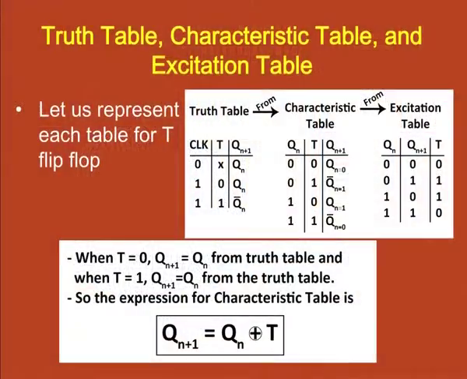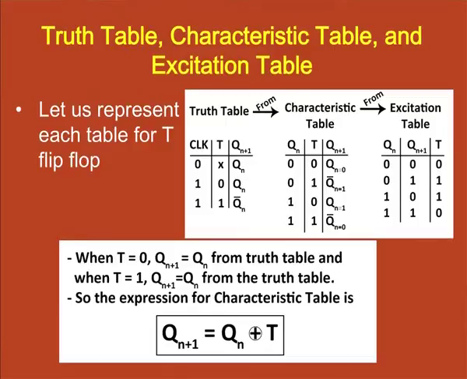discuss 3 different types of table, that is truth table, characteristic table and excitation table. Here we have shown the 3 types of table by using a T flip flop. From a T flip flop, the corresponding truth table can have 3 columns, one for clock, one for the input of the T flip flop, and the output which is the next state, shown as Q n plus 1.